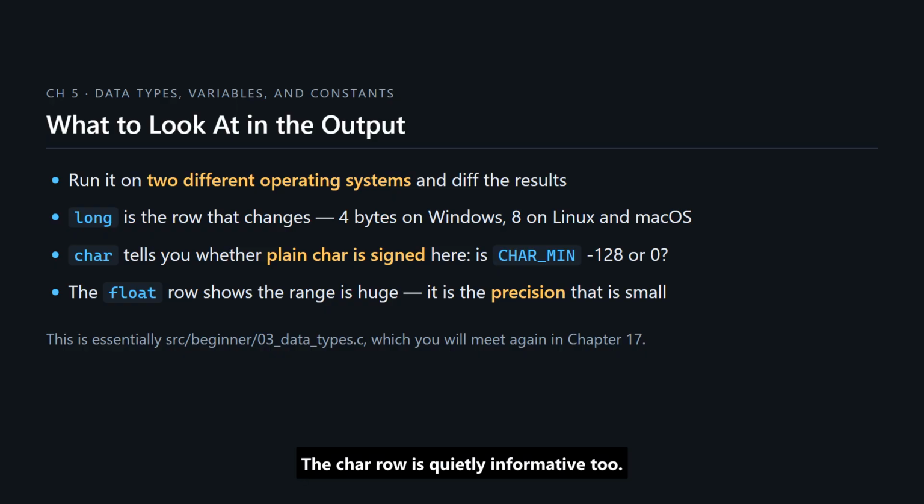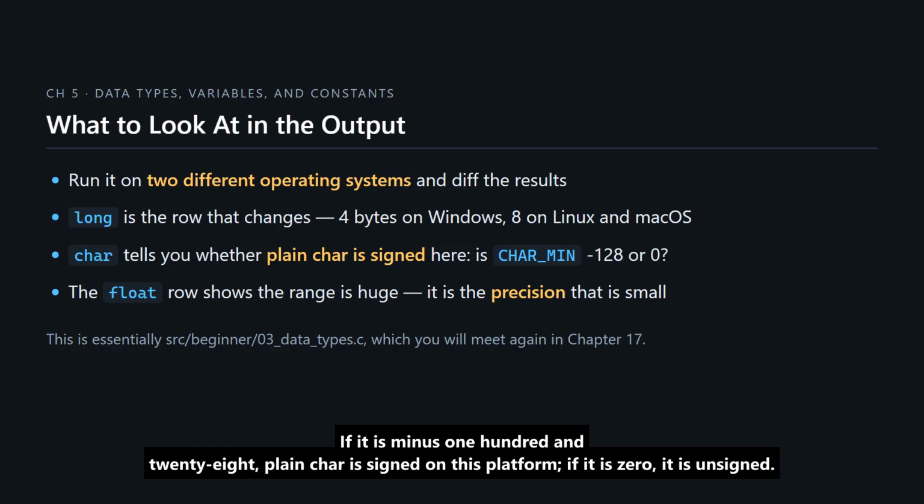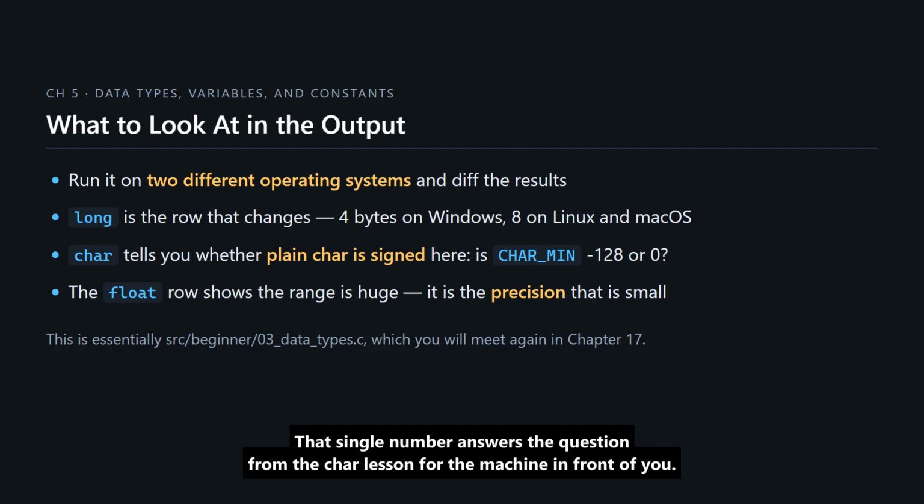The char row is quietly informative too. Look at CHAR_MIN. If it is -128, plain char is signed on this platform. If it is 0, it is unsigned. That single number answers the question from the char lesson for the machine in front of you.